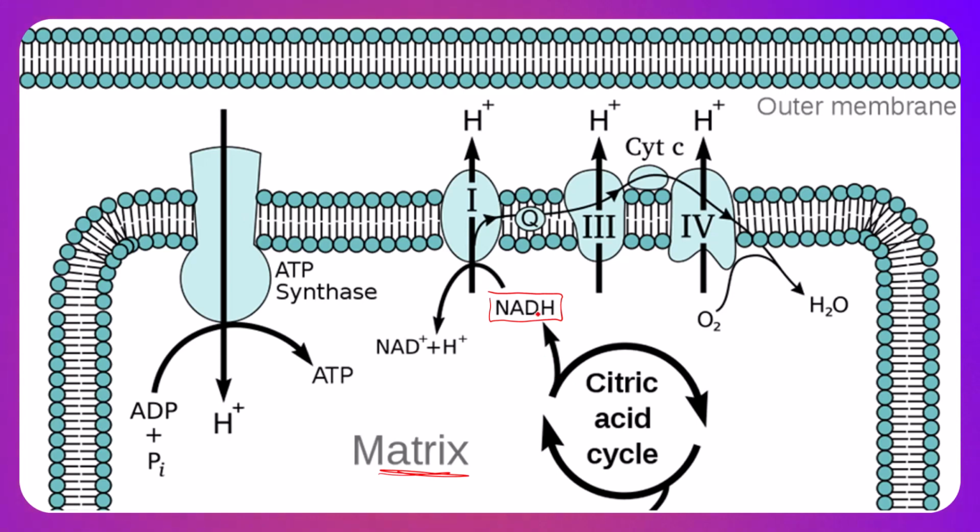NADH can also come from the prep step. It can also come from glycolysis, but regardless of where it came from, it is going to come in, it is going to drop off its passengers, which are a pair of electrons and a hydrogen ion. Those hydrogen ions will be shuttled to that inner membrane space.